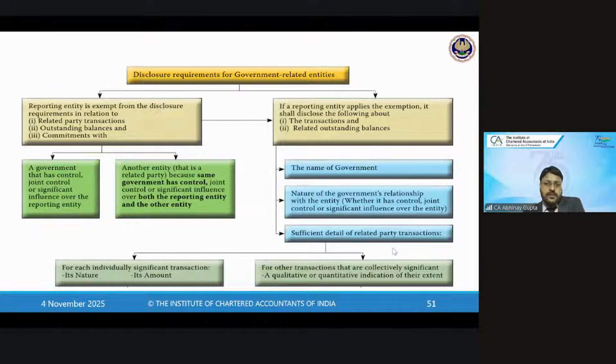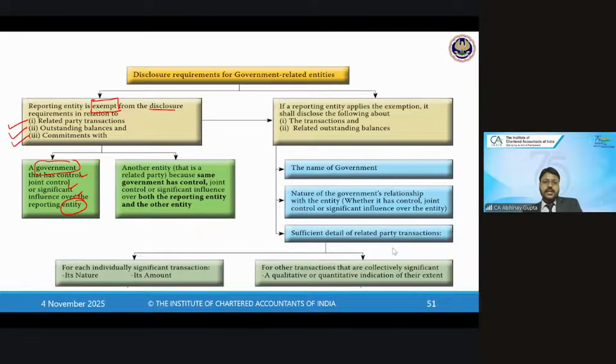So, disclosure requirements for government and government related entities. The reporting entity is exempt. First of all, the standard is exempting from the disclosure requirements in relation to related party transactions, outstanding balances, and commitments, right? So they are saying you can skip reporting the transactions, the outstanding balance, and the commitments with the government. Which government? One that has control, joint control, or significant influence over you, or any other entity that is a related party because the same government has control, joint control, or significant influence over both you and that party, right?